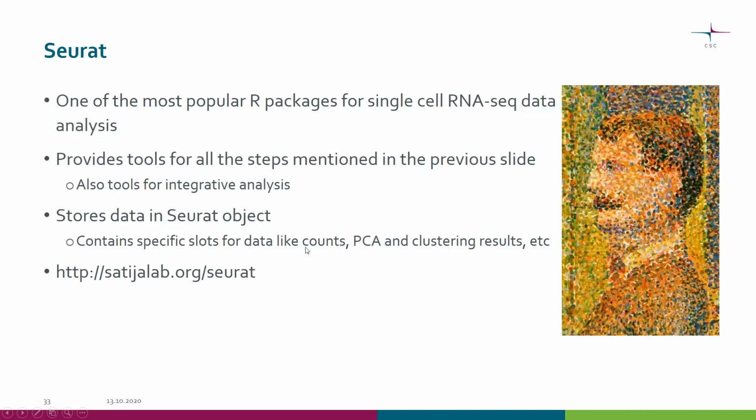We will also be mentioning another Bioconductor package called scater. scater is particularly good for quality control. And scater has a slightly different object structure, but you don't need to worry about that in Chipster because Chipster can do the conversion.